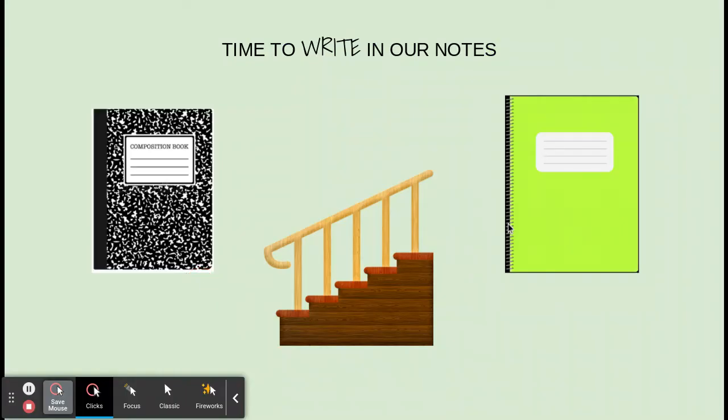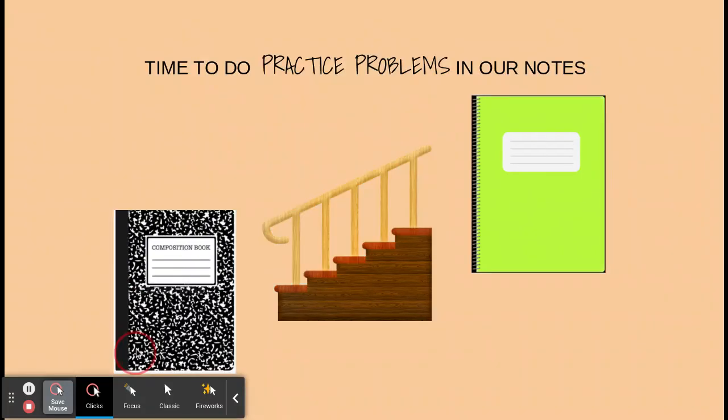Okay, now it is time for you to write in your notes. In the bottom half of your note page, you will fill in a blank and complete a table. Okay, now that you've had time to do those notes, it's now time for you to do your practice problems. And there are 1, 2, 3 of them.